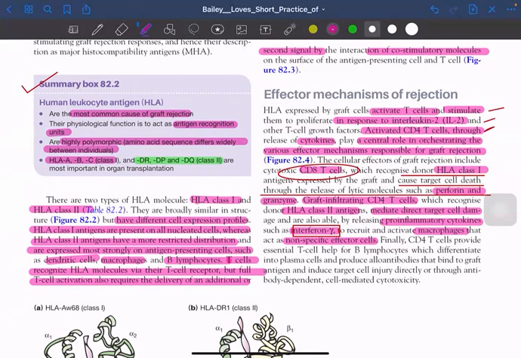So CD8 T cells recognize HLA class 1, then CD4 T cells recognize HLA class 2, and finally, the CD4 T cells provide essential T cell help for B lymphocytes. Also the B lymphocytes differentiate into plasma cells and produce the alloantibodies that bind to graft antigen and induce the target cell injury directly or through antibody dependent cytotoxicity.